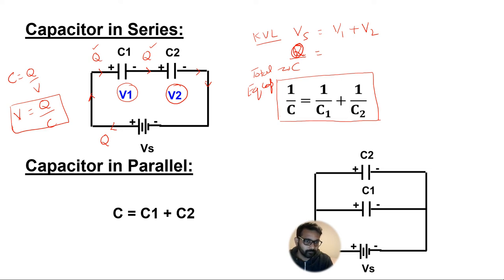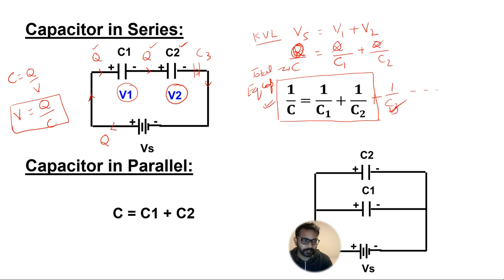And V1: through C1, the charge which is flowing is Q, and the capacitance is C1. Similarly, V2 is across capacitor C2, the charge which is flowing is Q, divided by the capacitance C2, right? So these Q's will get cancelled, and ultimately we end up getting 1 divided by C is equal to 1 divided by C1 plus 1 divided by C2. This is the equivalent capacitance of two or more capacitors connected in series. If you have another capacitor, let's say C3, you will add another 1 divided by C3.